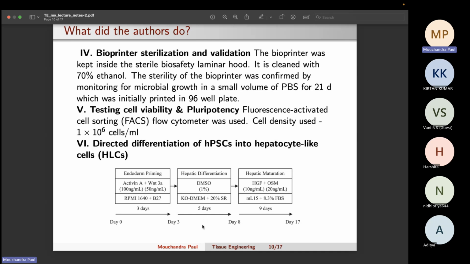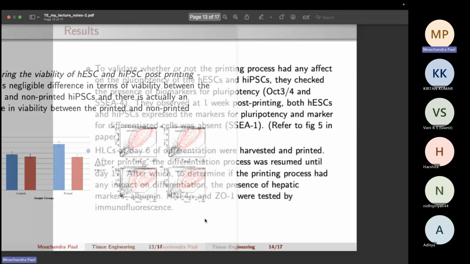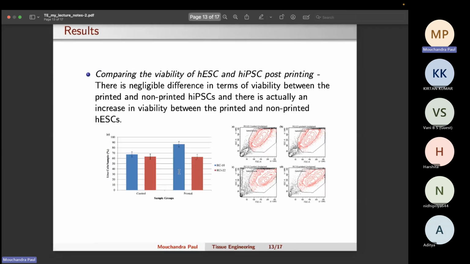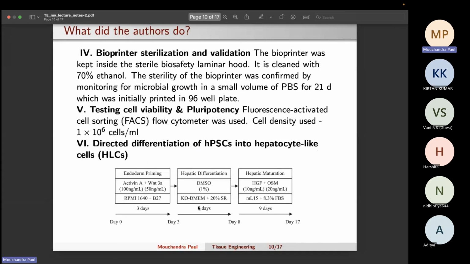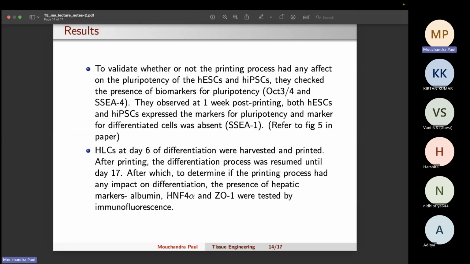So at day 6, when it is midway through differentiation, those cells are harvested, mixed with appropriate cell culture media, loaded into the machine, and then printed as blocks into well plates. After printing, they resume with the media conditions, like here, till day 17, and then they saw whether the differentiation had happened properly or not at day 17.